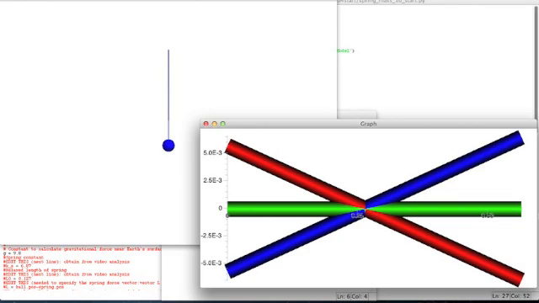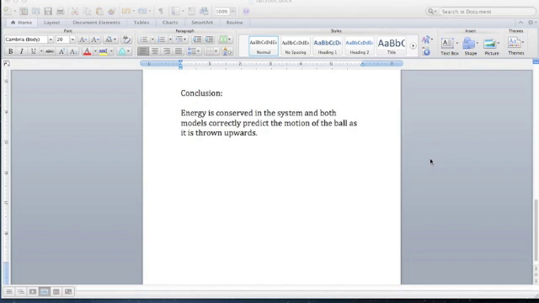during the ball's trajectory. In conclusion, energy is conserved in the system, and we can correctly predict the motion of the ball as it is thrown upwards using the energy principle as well as Newton's second law.